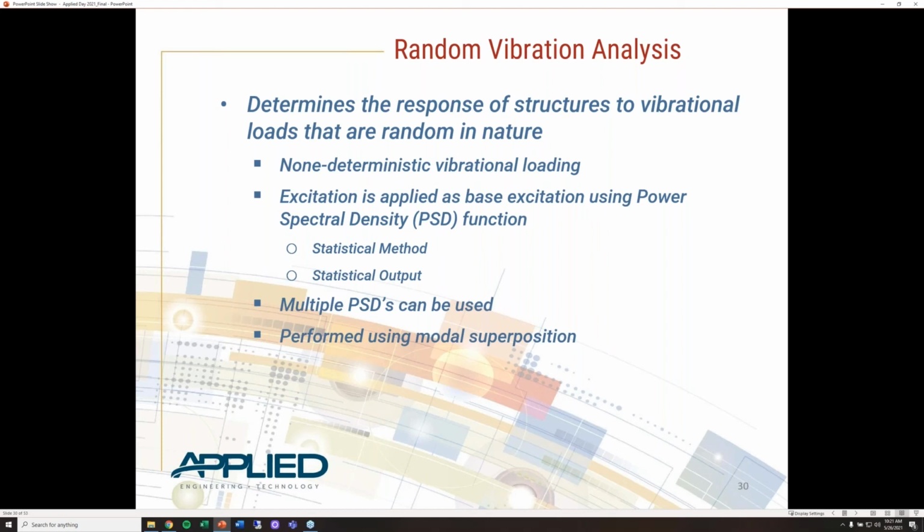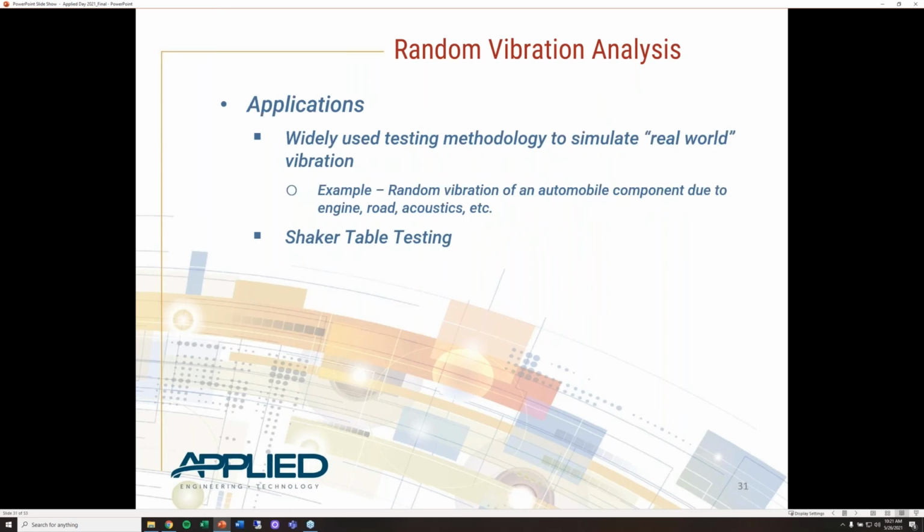This excitation is applied using power spectral density functions, and it's applied as a basic excitation. Generating these PSDs uses a statistical method, and so we have a statistical output in the analysis as well. We can use multiple PSDs, and again, this is an extension of modal analysis, and we use modal superposition to do this analysis. If anybody in the audience has any experience with shaker table testing, you'll be very familiar with PSDs. That's how we drive our shaker tables.